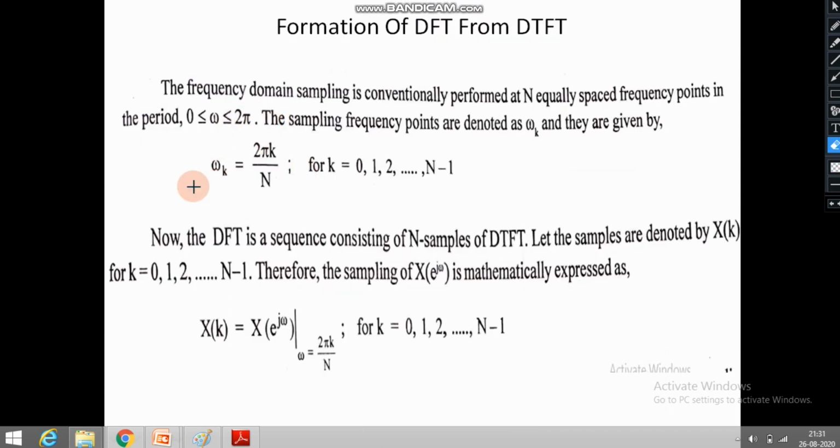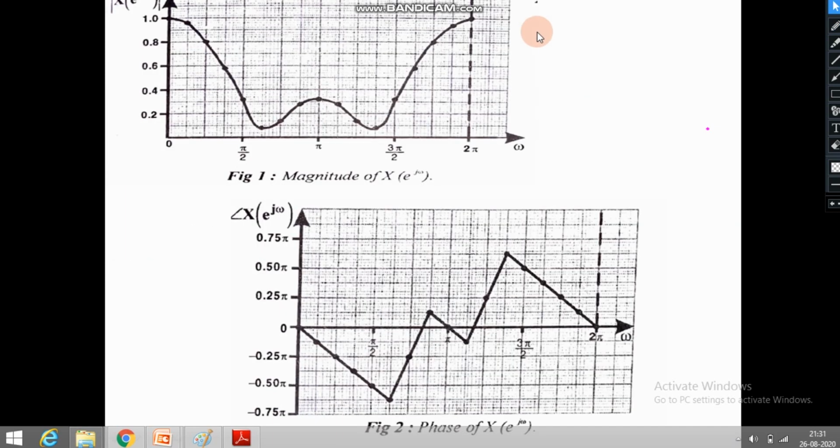That is, we have considered that the sampling frequency points are denoted by omega k, that is omega k is equal to 2 pi by N for k equal to 0, 1, 2, 3 etc. up to N minus 1. And now the DFT is a sequence consisting of N samples of DTFT, that is for the above part we are taking N samples. So if we take N samples, then the DFT is called N point DFT, and the N point DFT means the N samples of the DTFT, X of e raised to j omega, which is the DTFT of x of n.